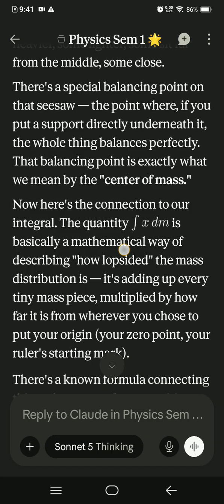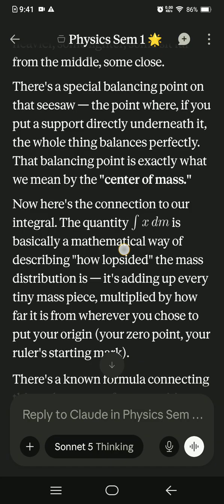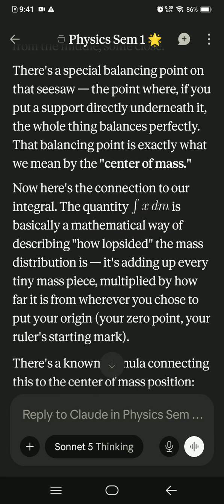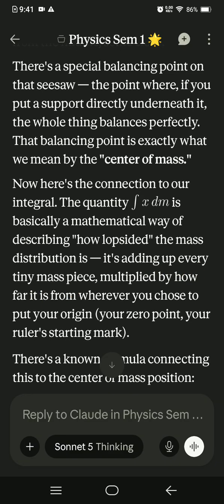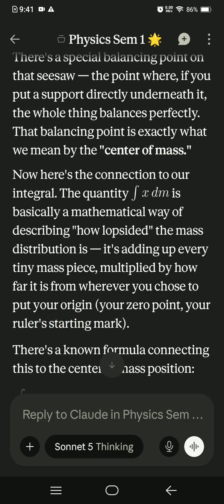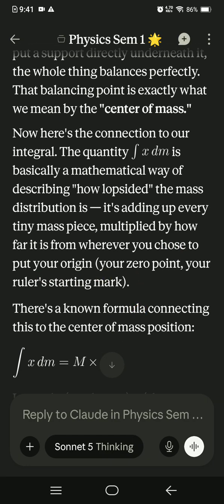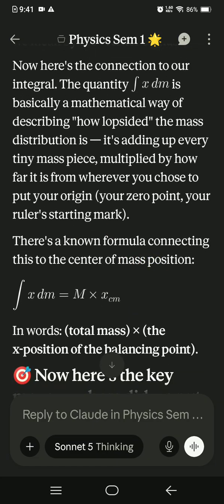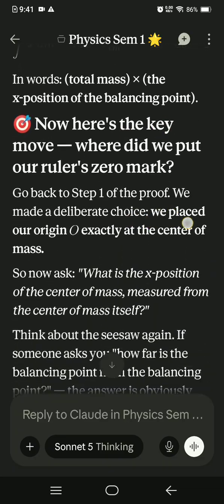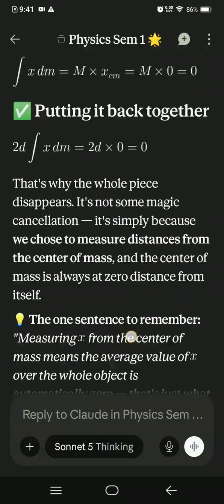Now, here's a connection to our integral. The quantity, this integration of xdm, is basically a mathematical way of describing how lopsided the mass distribution is. What? How lopsided the mass distribution is? It's adding up every tiny mass piece multiplied by how far it is from wherever you chose to put your origin, your 0 point, your ruler's starting mark. So that's the known formula. Connecting this to center of mass position is the key. I still did not understand.